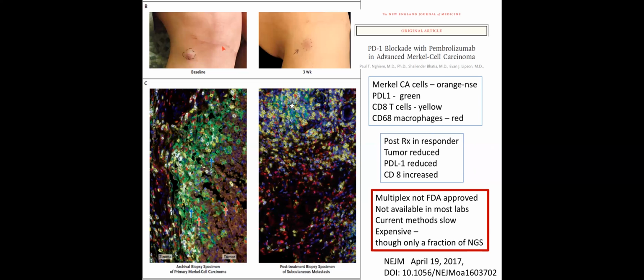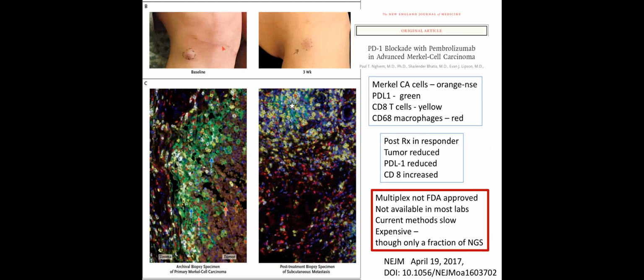Look at the rebiopsy after 3 weeks of treatment on the right. You can see there's now very few orange tumor cells left. The amount of PD-1, PD-L1 has been reduced, but there are many more CD8 T cells, and at the top window, clinically, the tumor shows regression. So these studies are very elegant in their research mode.